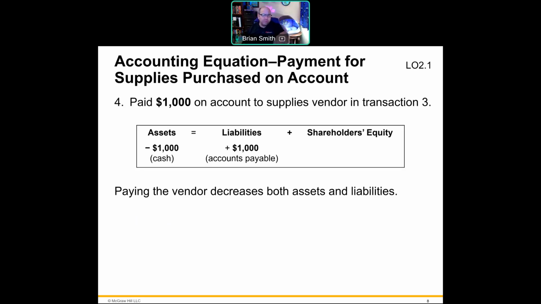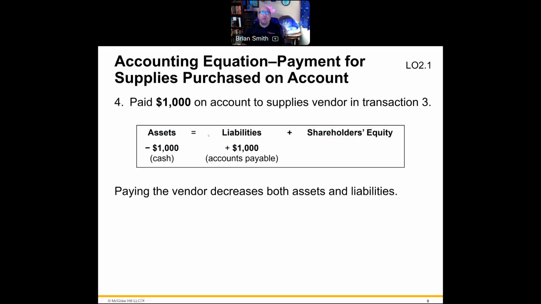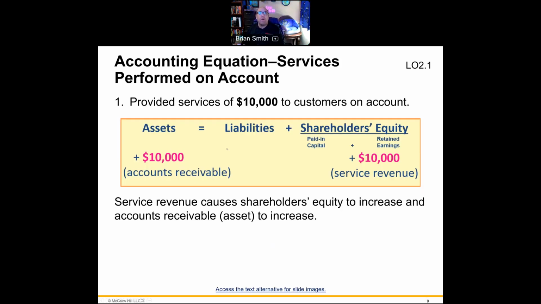That should be a negative. Sorry, I clicked the wrong button. This one here should be a negative. They screwed this one up. Paid 1,000 on account to the supplies vendor in transaction 3. So we should subtract from cash and subtract from liabilities. This is wrong. It should be a minus. I didn't catch that. My apologies.